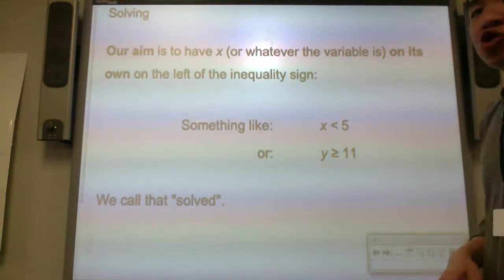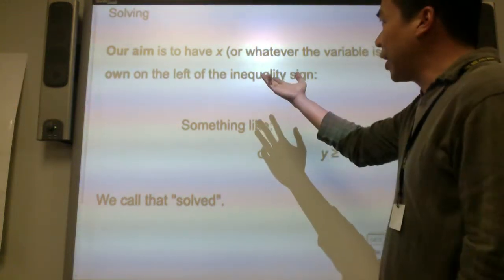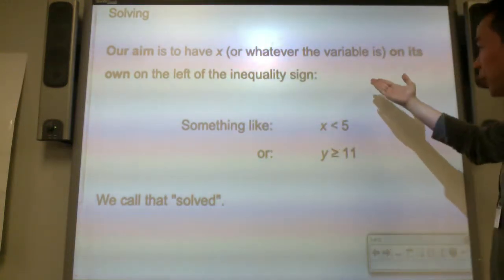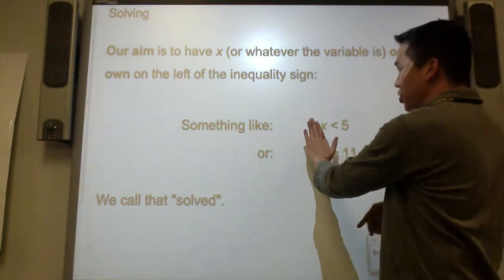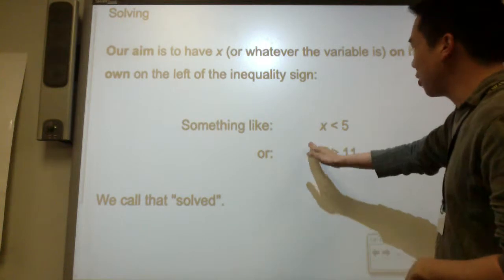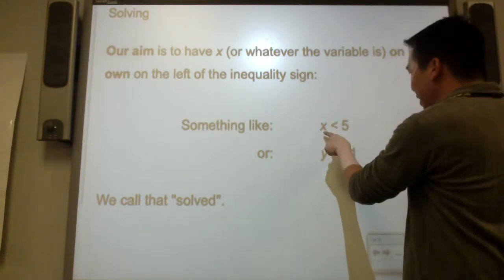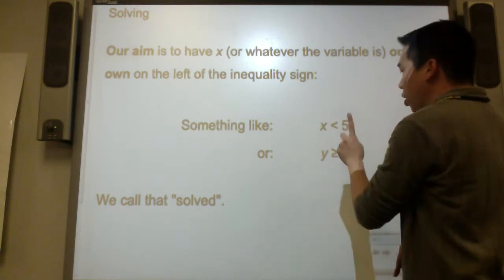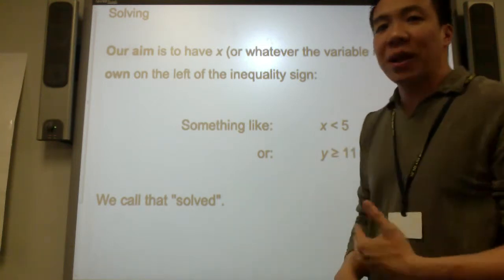So, how do you solve inequalities? Our aim is to have x, or whatever the variable is, which is a symbol, on its own on the left of the inequality sign. Something like this. Do you see how the variable or symbol or letter is on the left-hand side? x is less than 5. y is greater than or equal to 11. We call that being solved.